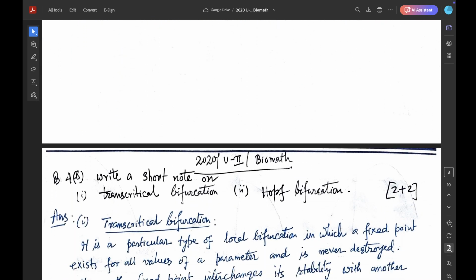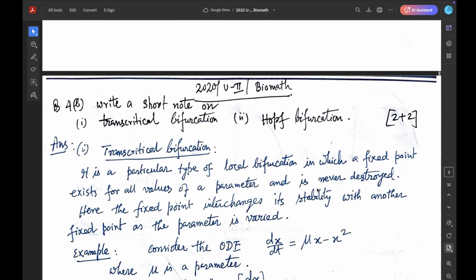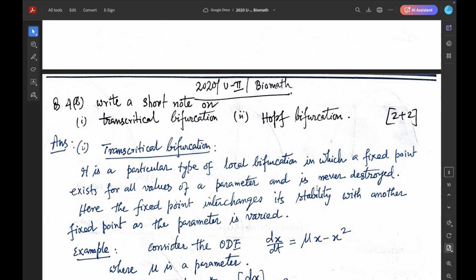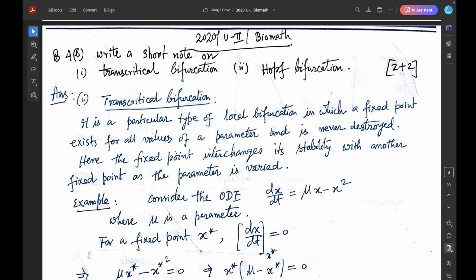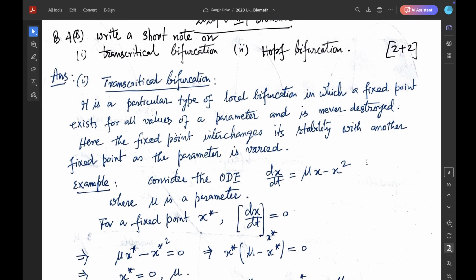Next question, 4b. Write a short note on transcritical bifurcation and Hopf bifurcation. Transcritical bifurcation is a particular type of local bifurcation in which a fixed point exists for all values of the parameter and is never destroyed. Here the fixed point interchanges stability with another fixed point as the parameter is varied.